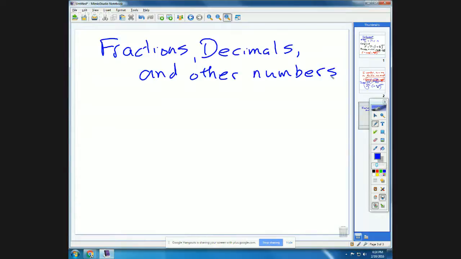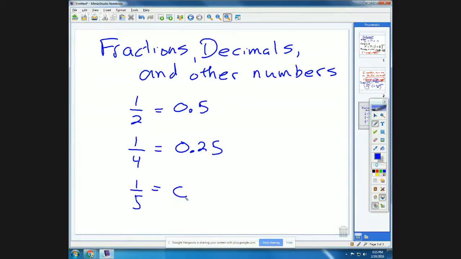So there was a question on activity number 9 that asked if you have a fraction like 1/2, 1/4, 1/5, how can you tell by looking at the denominator how many places are going to happen before it terminates? So 1/2 is 0.5, 1/4 is 0.25, 1/5, anybody? 0.2.